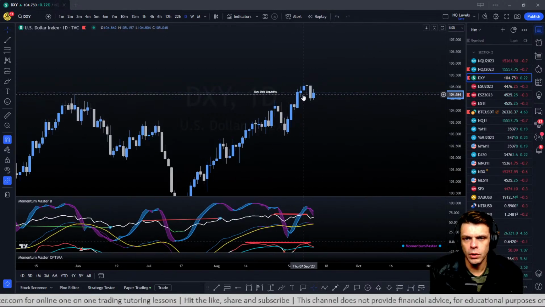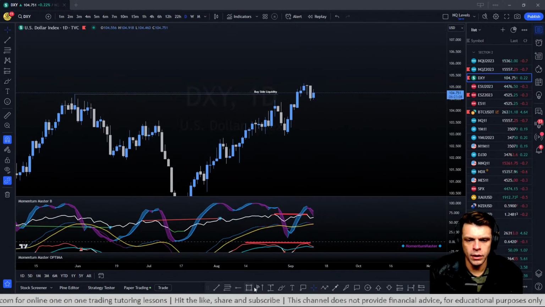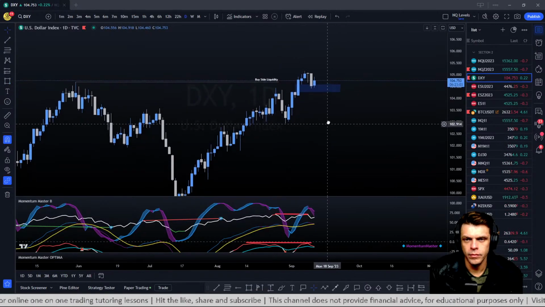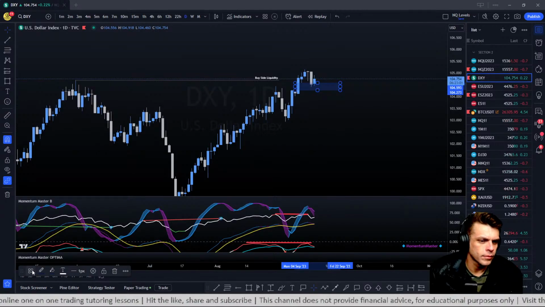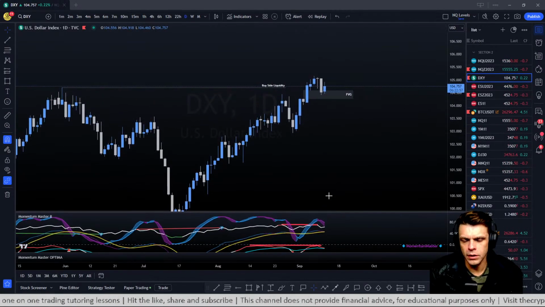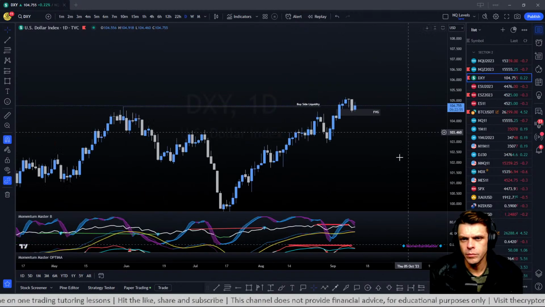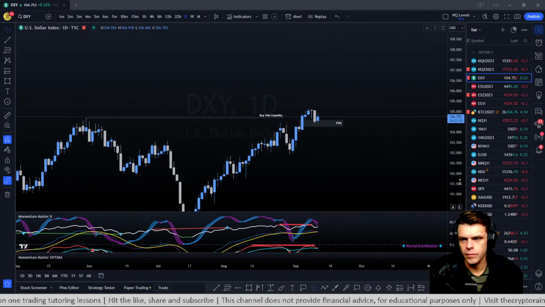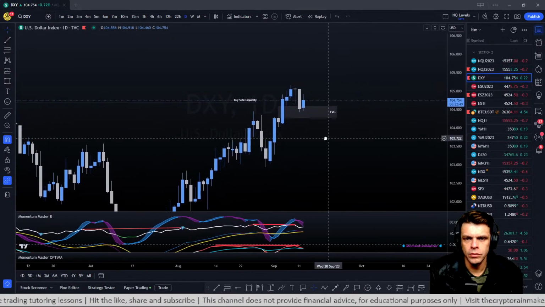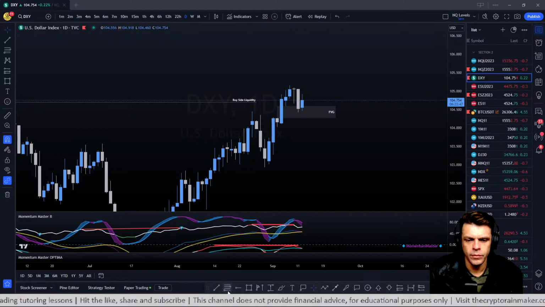Okay, and then there was one little imbalance right there on the daily chart. Gonna make this a little bit smaller. Because I came into it, then got a little bit of a bounce. There's another one right there.